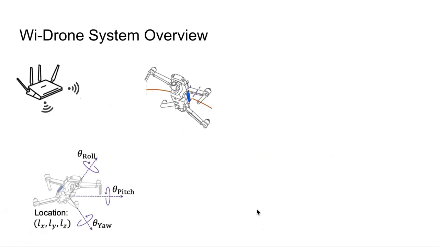So after talking about these advantages of WiDrone, now let me present the WiDrone system here. Now we have a drone, which has a location in 3D, Lx, Ly, and Lz, and an orientation in 3D, roll, pitch, and yaw, and we have a Wi-Fi access point. So recap, the Wi-Fi access point is usually stationary in the environment, which does not move.